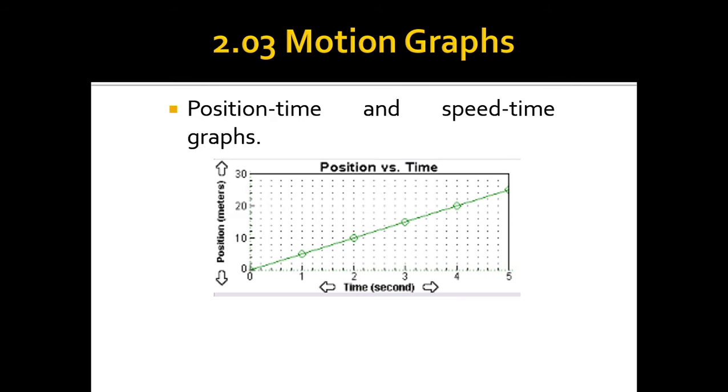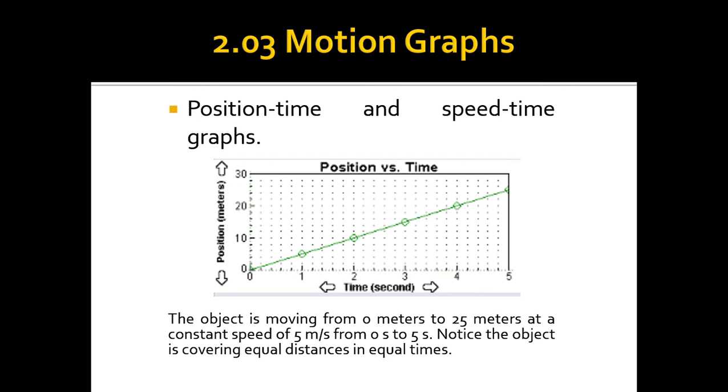So we're going to go over some motion graphs, topic 2.03. We're going to analyze some graphics related to position and time, and some others related to speed and time. So first of all, here you can notice that on the y-axis we have our position in meters, and in our x-axis we have our time in seconds. So how can we explain or describe this graphic? Let me show you one example.